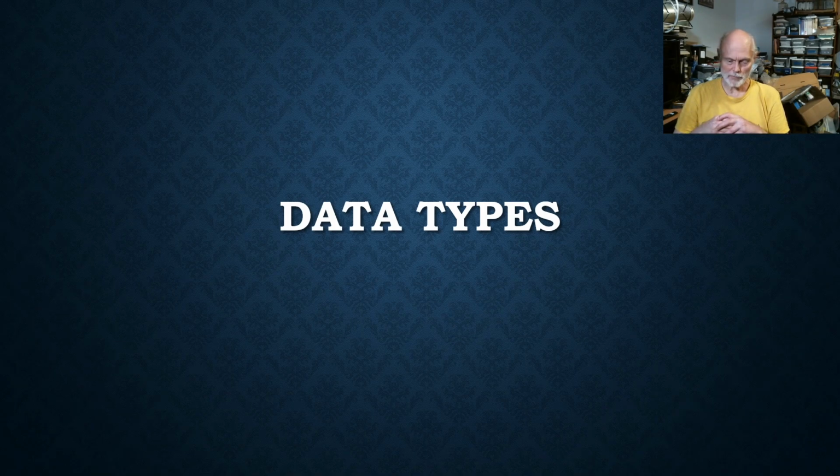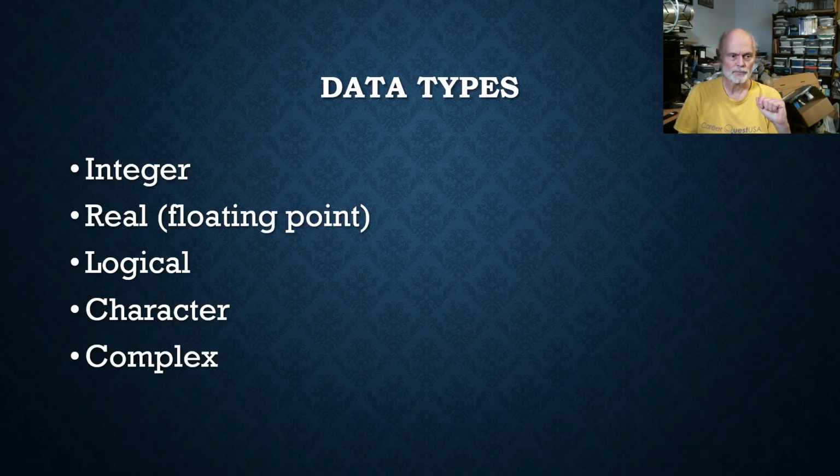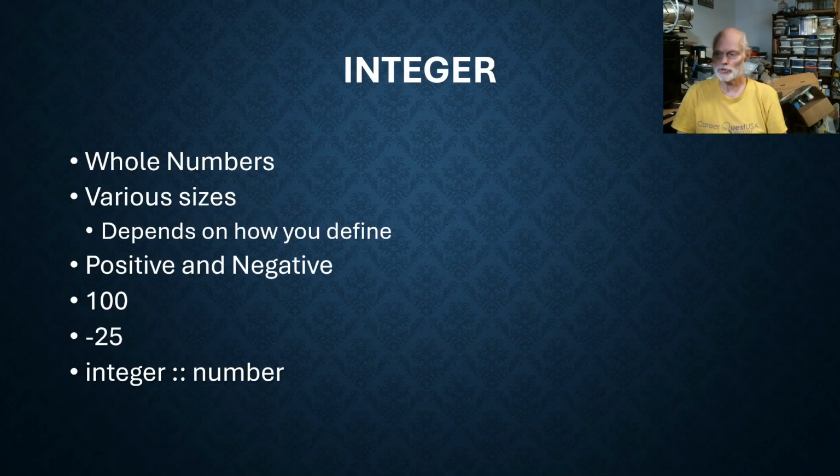As we talk about Fortran, we need to talk about the kinds of information or data that we can work with. We can work with integers, real numbers, logical, character, and complex numbers. Integers are whole numbers. We have different sizes for maximum size depending on how we define it. They can be positive and negative numbers.